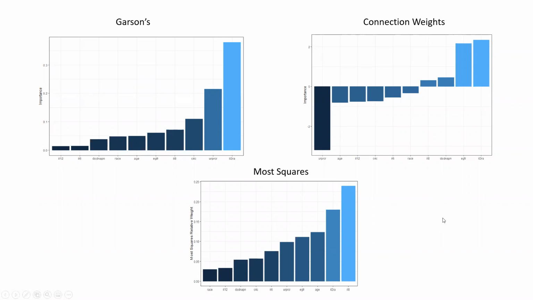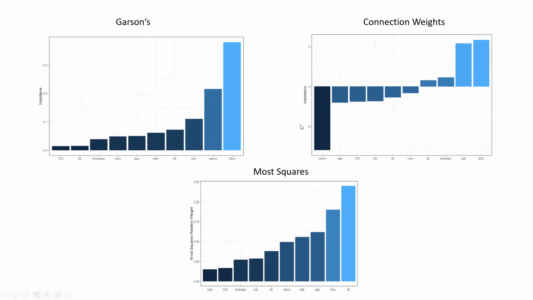The other thing that you'll notice is in applying these 3 different approaches that are all based on the connection weights, the rankings of the variables are somewhat different. So for Garson's, what we see is IL-2RA, which is interleukin 2 receptor alpha, if you really want to know, is the most highly ranked variable, and that's true for the connection weights as well. Garson's, we then have urine protein to creatinine ratio, but that's a very strong negative weight in connection weight.